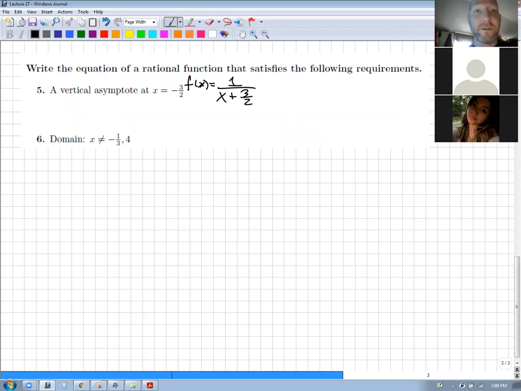For number 6 here, the domain: x cannot be equal to negative 1/3 or 4. We could say 1 over x plus 1/3 times x minus 4. So notice if you plug in a negative 1/3, you get 0 here. If we plugged in a positive 4, you get 0 there.